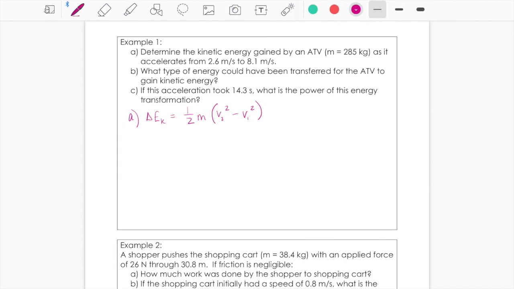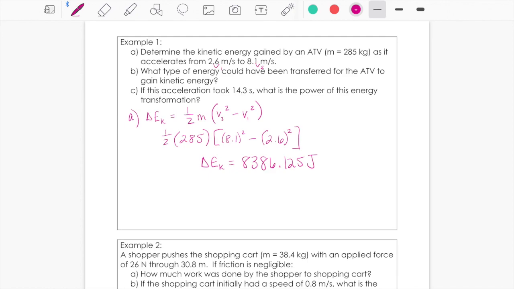Then I just plug in my information. So I'm going to have 1/2 times my mass, which was 285, and then my V2, my final velocity, would be this one, and this is my V1. So 8.1 squared minus my 2.6 squared. And I will get that my change in energy is 8,386.125 joules.